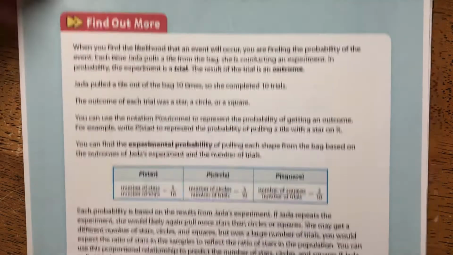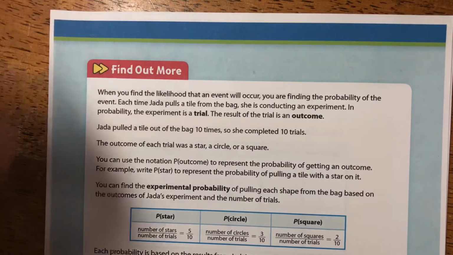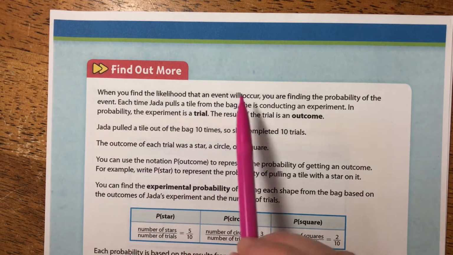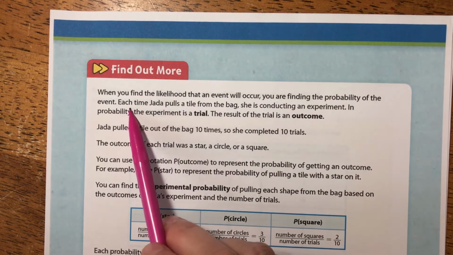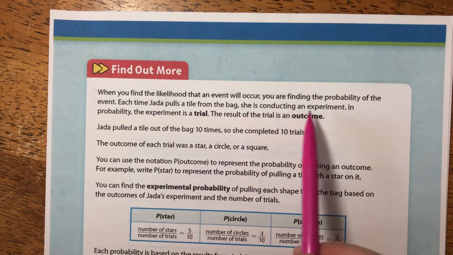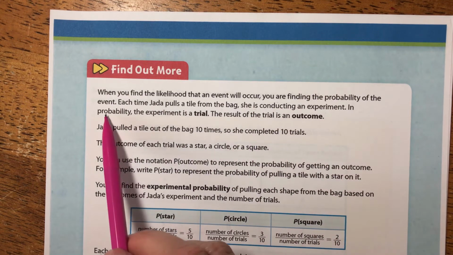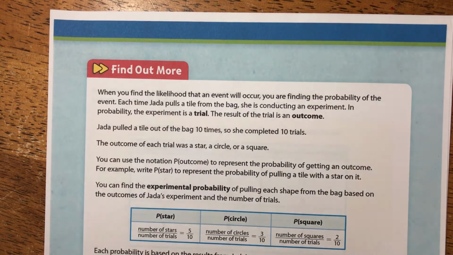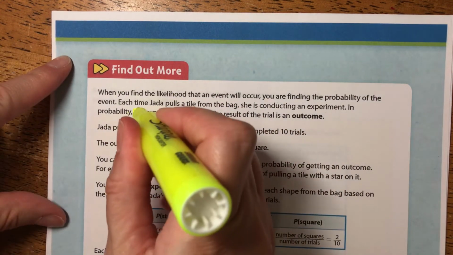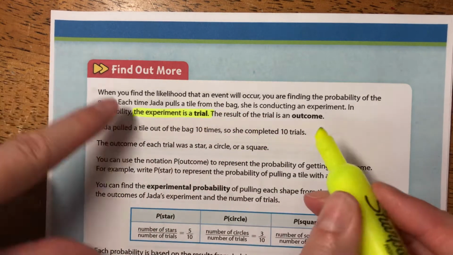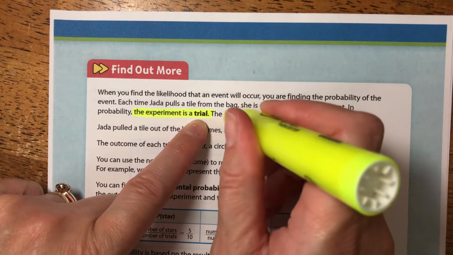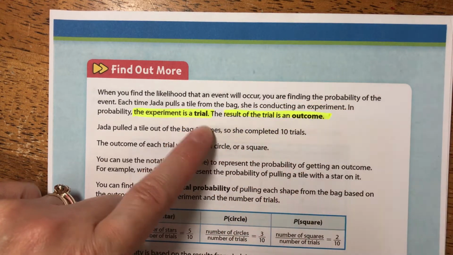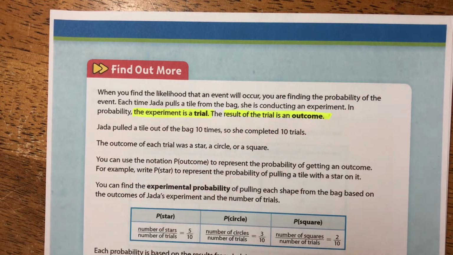This is a lot of reading, but it's not that difficult. Okay. When you find the likelihood that an event will occur, you're finding the probability of that event. Each time Jada pulls a tile from the bag, she's conducting an experiment. In probability, okay, here's a couple definitions. The experiment is the trial. Okay, like your science fair stuff. Every time you try an experiment, that's a trial. The result of the trial is the outcome.